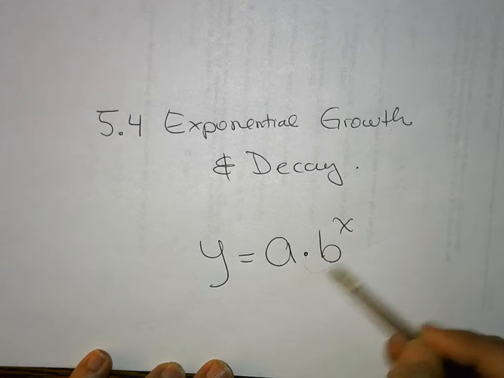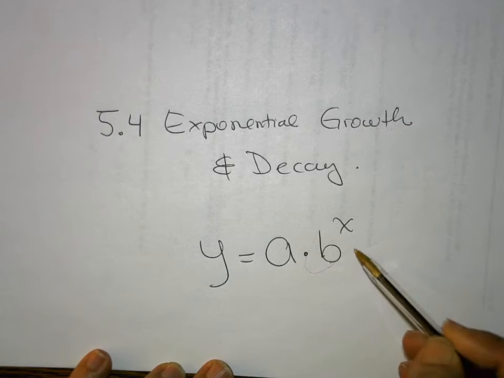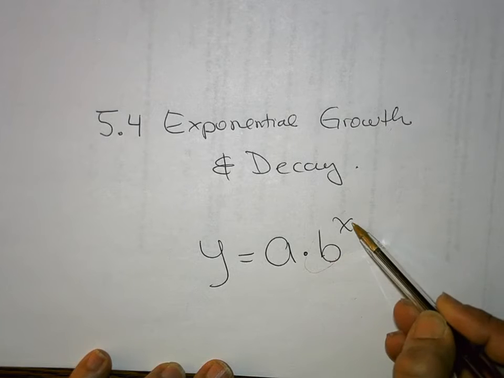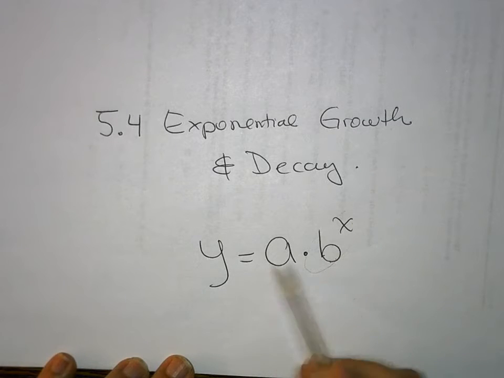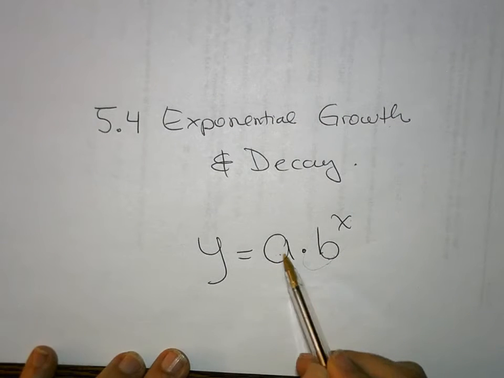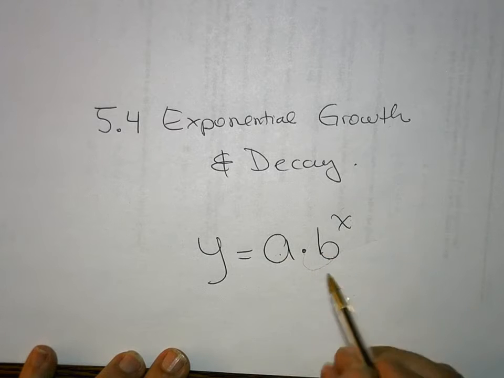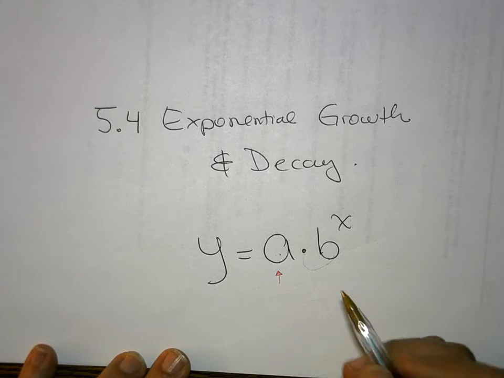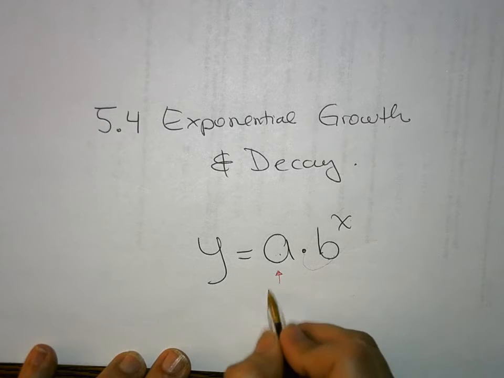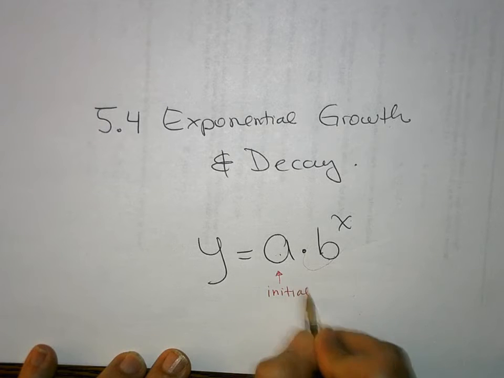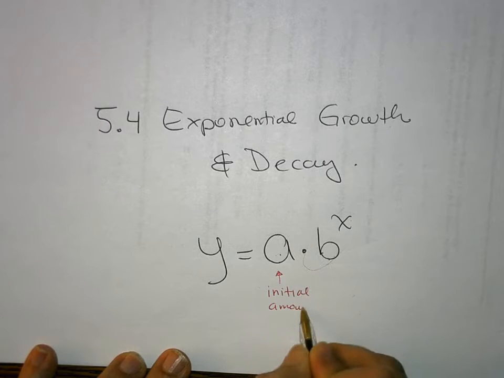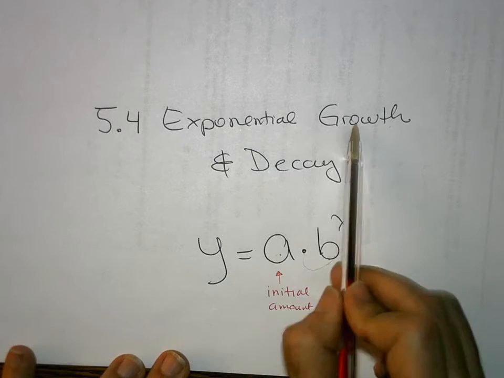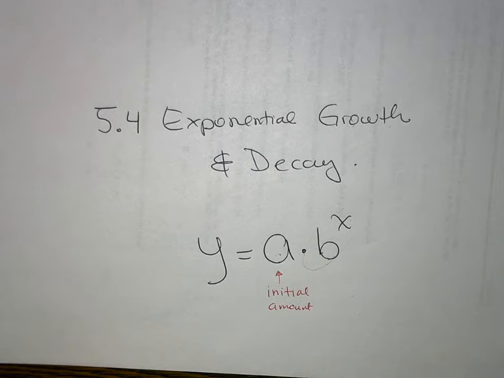This b term right here is our exponential term, the value that has an exponent. This a term right here is a number that is a multiplier. This number can be any value. It can be positive, it can be negative, but this is usually our initial amount. Anything that's growing or decaying has some sort of initial amount.